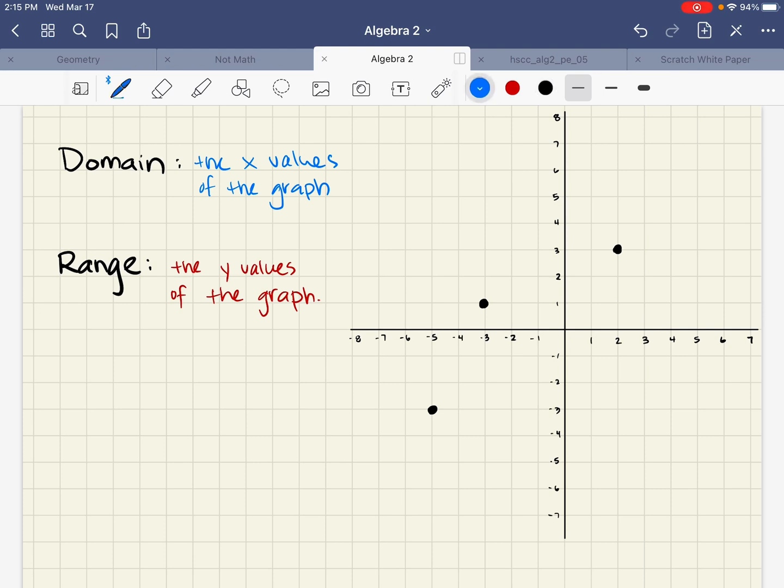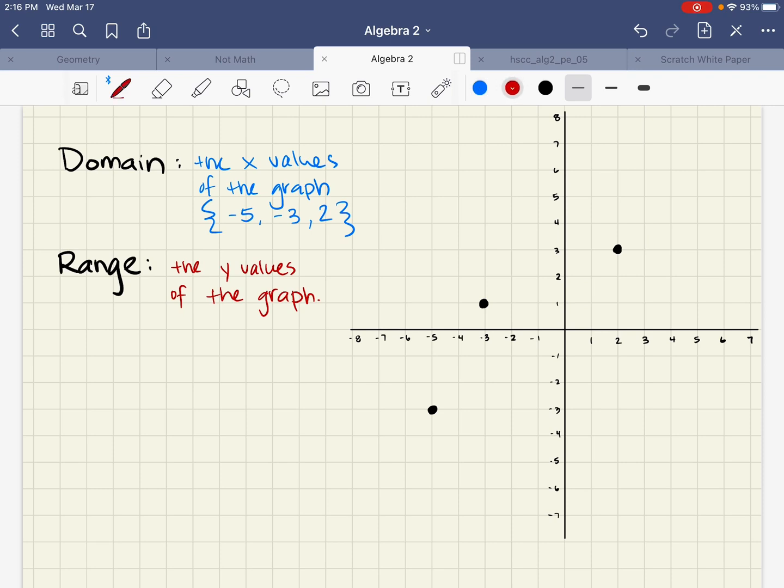The way we have to do it is first, what's the domain? The domain is all the x values. I look at these points. This point right here has an x value of -5, so my domain is -5, comma. This one has an x value of -3, so -3. And then this one has an x value of 2. So the domain, based on what you see here, is -5, -3, and 2.